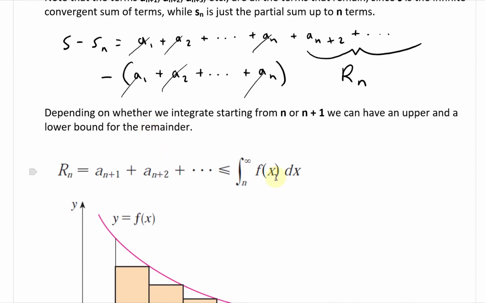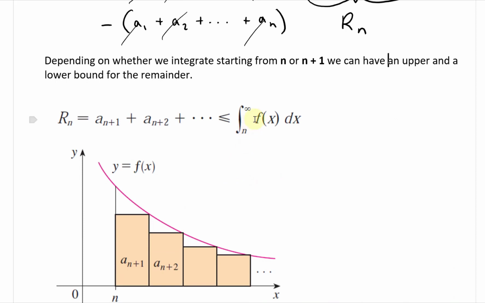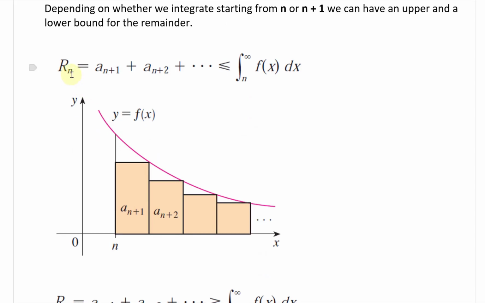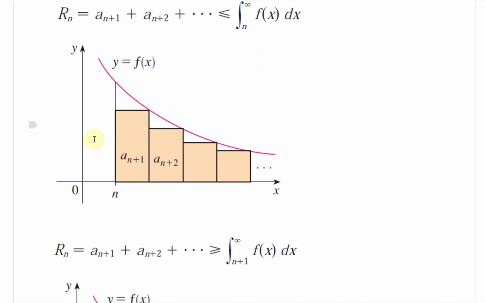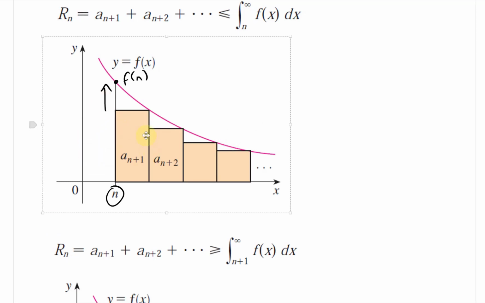If we integrate starting from n, the integral is going to be bigger than the remainder, and you can see this visually. R_n equals a_(n+1) plus a_(n+2) plus etc., and this is less than or equal to the integral from n to infinity of f(x) dx. You can see that here. If you have the x-y axes like that, here's the n value, and up here is f(n). Notice how this is greater than this height over here, which is a_(n+1). So this height is over here.